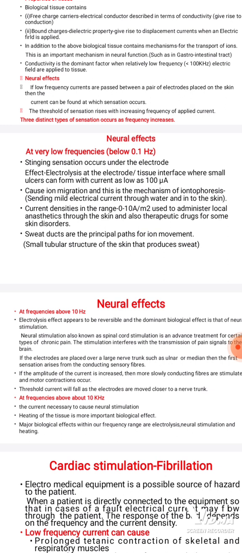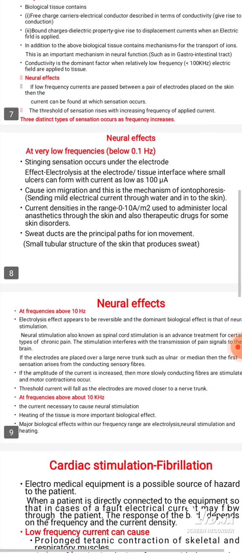So at low frequencies, stinging sensation occurs, then it causes ion migration, and current densities in the range of 0 to 10 ampere per meter square are used for local anesthetics through the skin, and also for therapeutic drugs for some skin disorders. Then sweat ducts are the principal parts for ion movement.